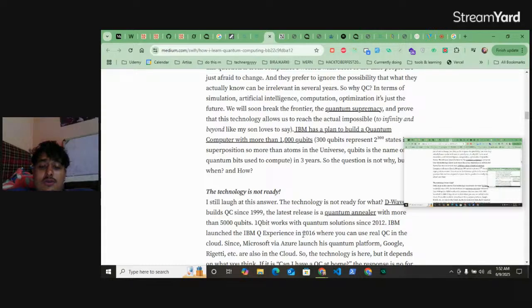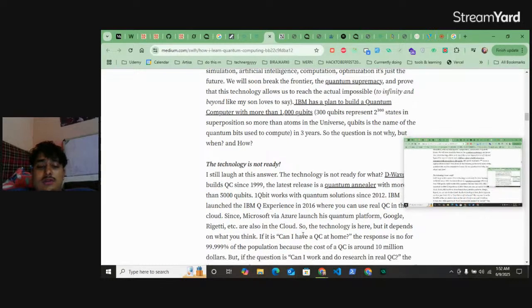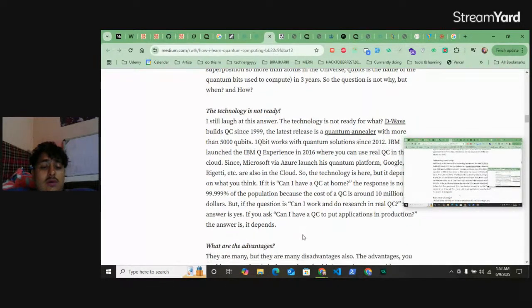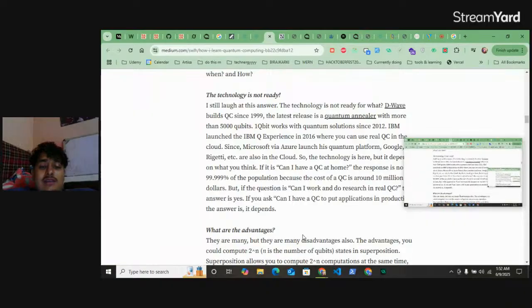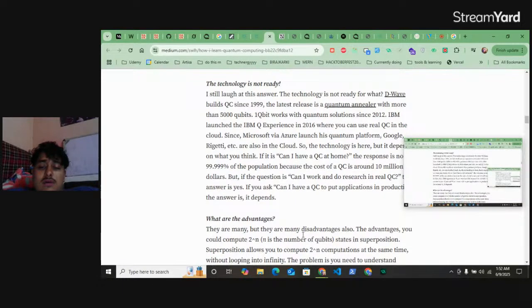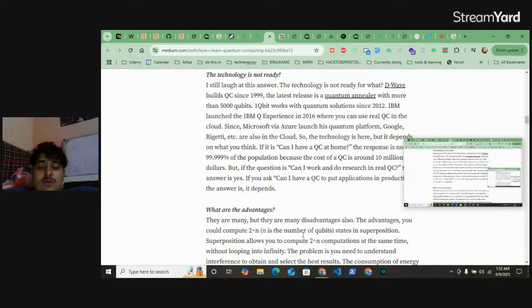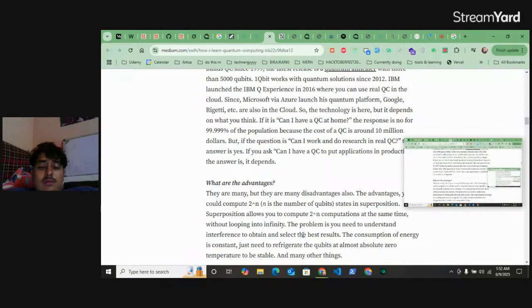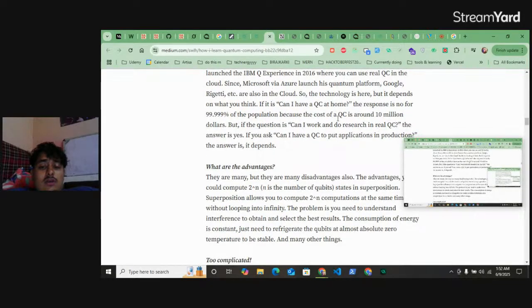IBM has a plan to build a quantum computer in 3 years. So the question is not why, but when and how. People say the technology is not ready. I still laugh at this answer. Not ready for what? The qubit is launched in QC in the cloud. Can I have one for a minute? The response is no, because the cost of a QC is around $10 million.